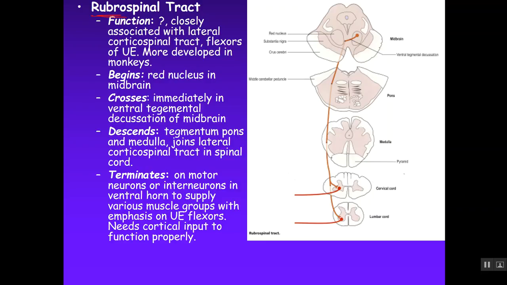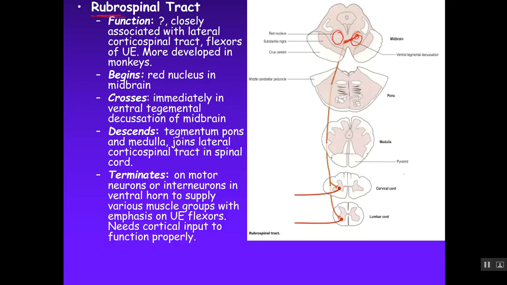So it begins in the red nucleus, and the red nucleus is in the midbrain, so that's this region right here. This one is a contralateral pathway. You should definitely know that this is a contralateral pathway.